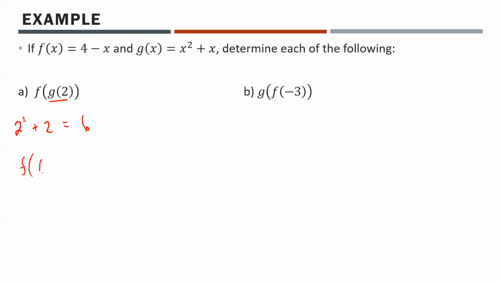Now that leaves us with f of 6. So we're just plugging 6 into f of x now. So that's going to be 4 minus 6. Therefore, that's going to equal negative 2. So negative 2 would be our answer for f of g of 2.